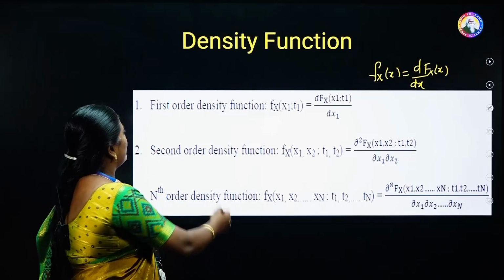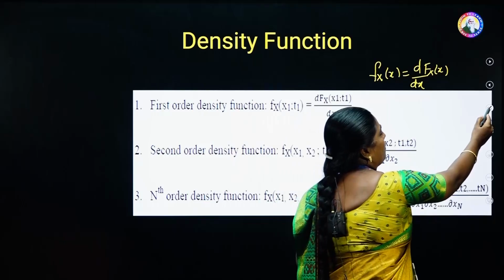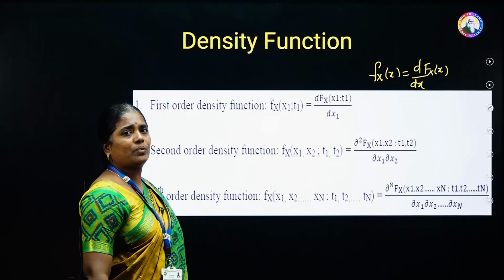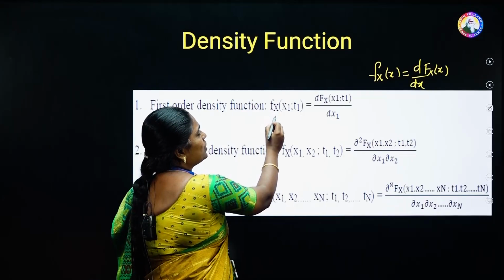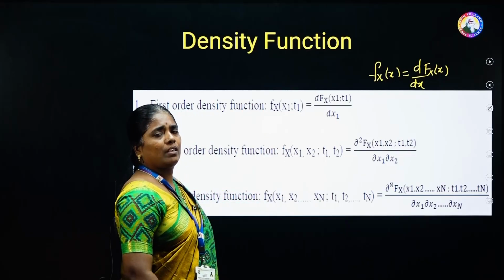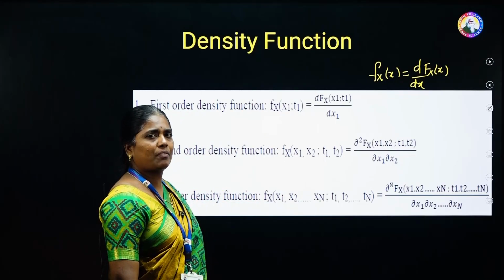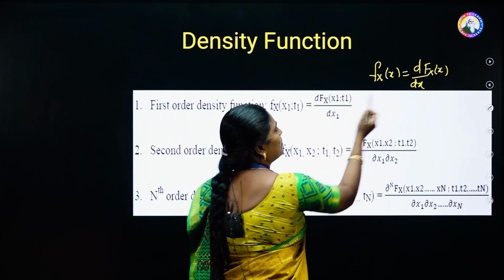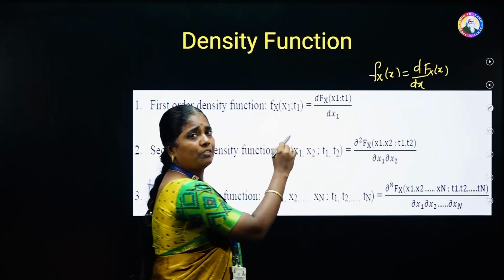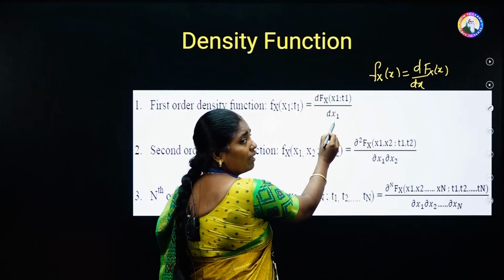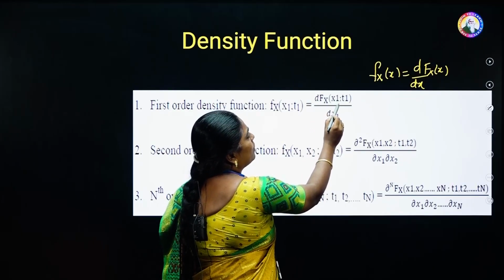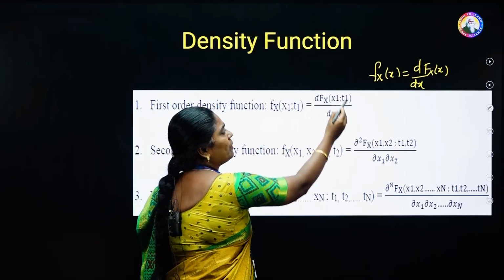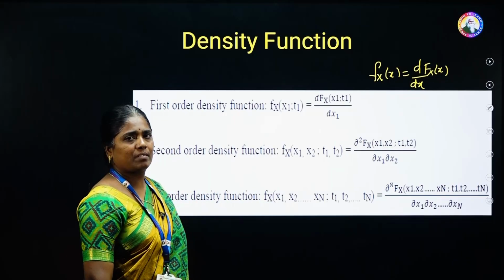Now let us consider the first order density function. For the first order density function, we write the notation as small fx of x1 semicolon t1. Here I am taking only one random process x of t1 at the time t1 only. That is equal to, the same here, differentiation, that means d by dx1 of Fx of x1 semicolon t1, since I want it specifically for first order. The first order density function is equal to the one-time derivative of the first order distribution function.